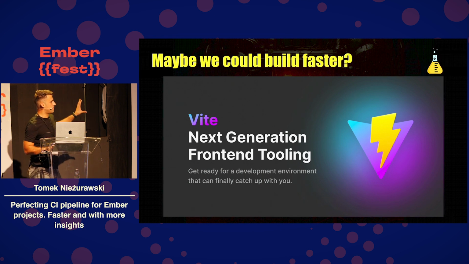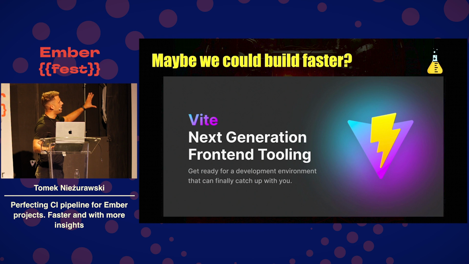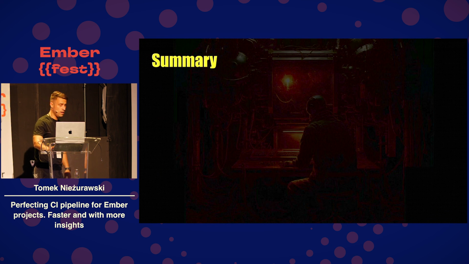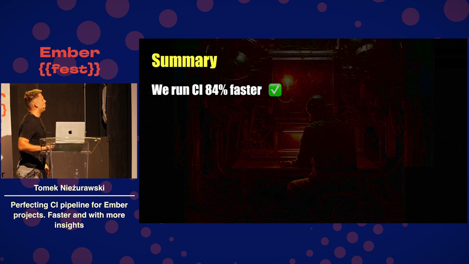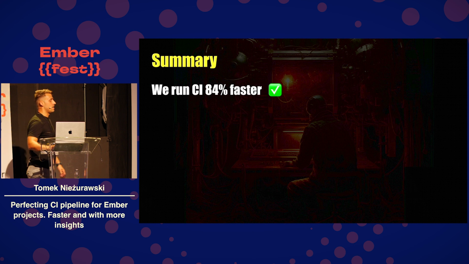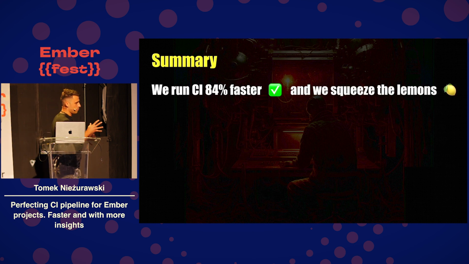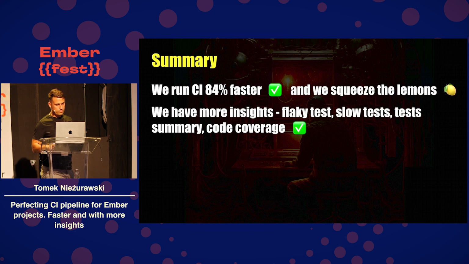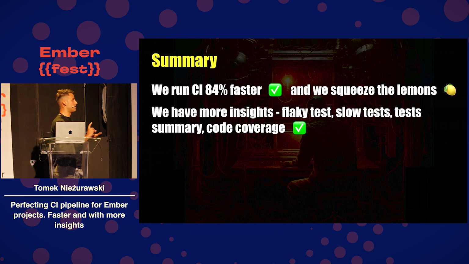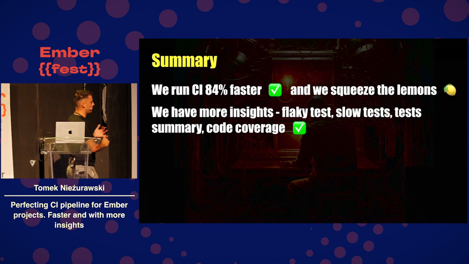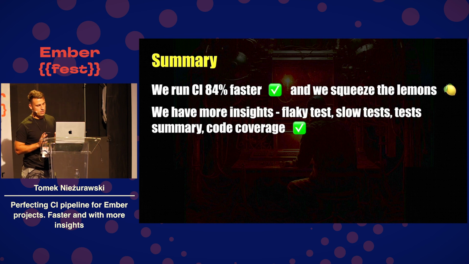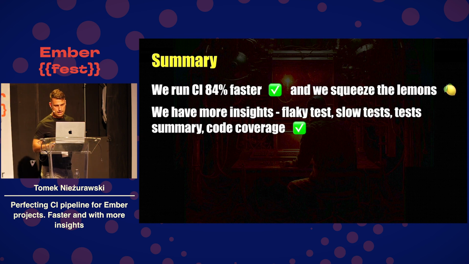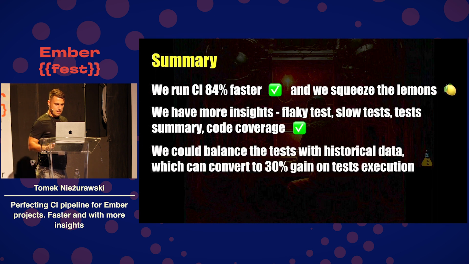But these two things, running tests with historical data, and maybe building faster with Vite, can give us even more improvements. So here's a small summary for you. We were able to run our CI 80% faster. And now we are really squeezing all these containers to run fast. We have more insights: flaky tests, slow tests, test summary, code coverage, and that's not even all. I wanted to put more things, but time pressure, I would say.